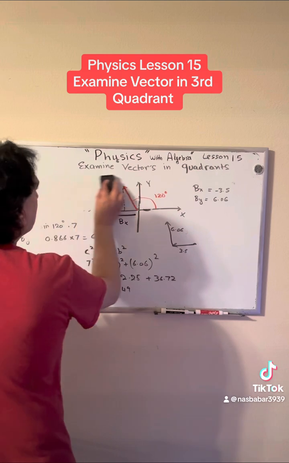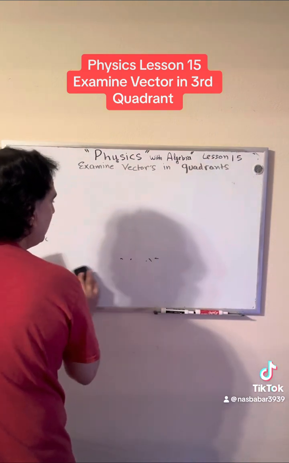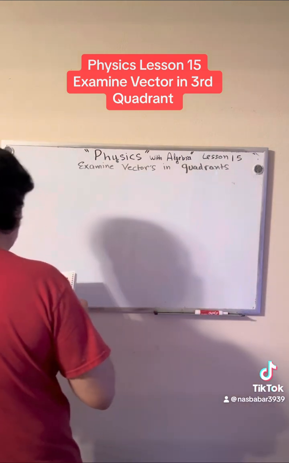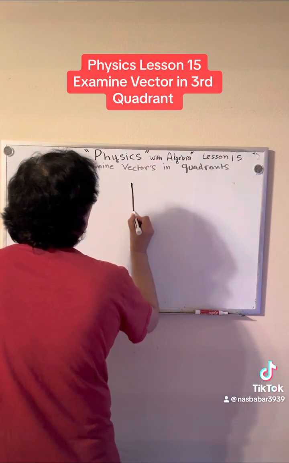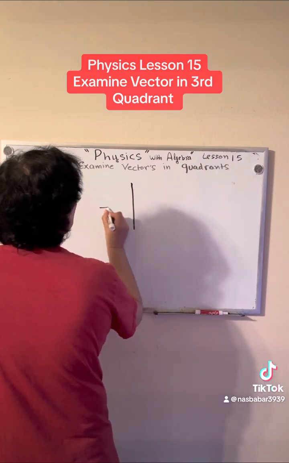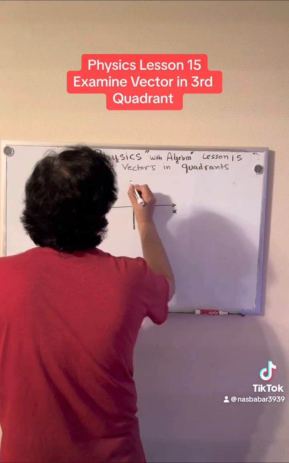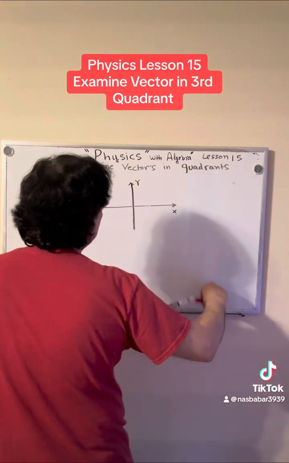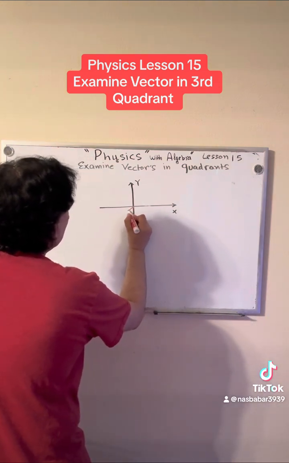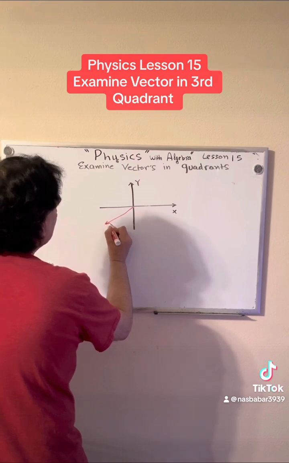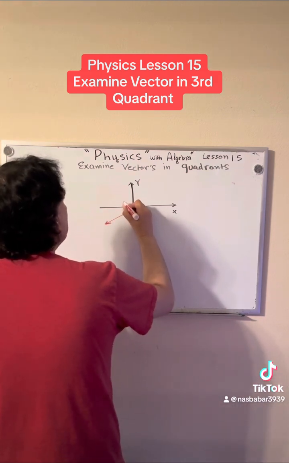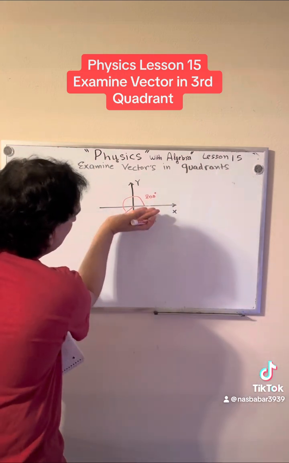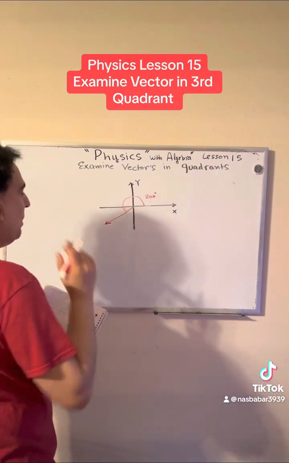I will draw a vector in the third quadrant and we will examine it, and we will calculate the x component and the y component. So let's say you have the x-axis right here, you got the y-axis right here, and my angle, I'm going to draw that in red, is right here. So this angle from here is 200 degrees. You always measure the angle from the x-axis. So always remember that.